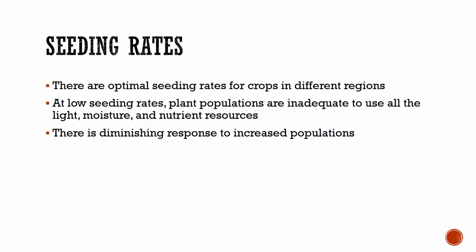So if we have a low seeding rate, those plant populations are going to be inadequate and you might not get the yield that you want. But if you have too high of a seeding rate, you will see that the plants are very competitive for the light, the nutrients, and then the moisture. And then there's obviously going to be some diminishing response to those increased populations.